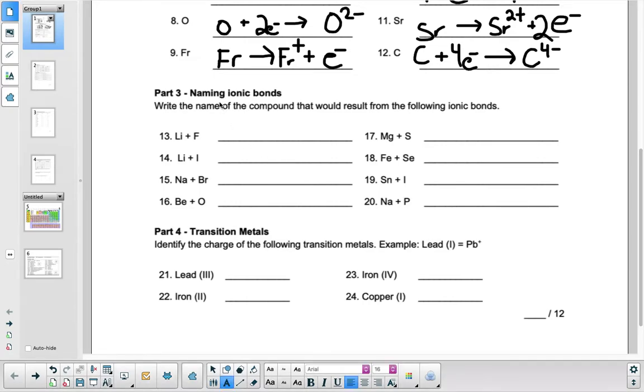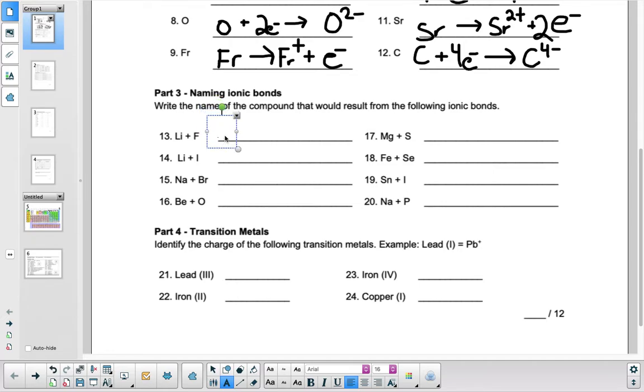Part 3, we're going to name the following ionic bonds. To write the name of an ionic bond, you're going to look at the cation. That word is going to stay the same. And then your anion is going to change just a little bit. You're going to add -ide to the end of it and take off the original ending.